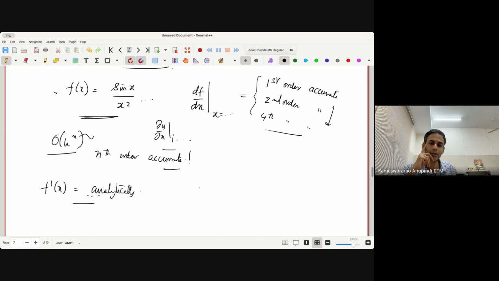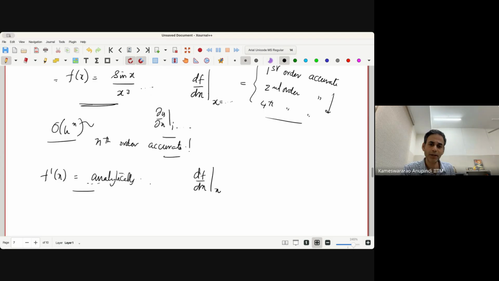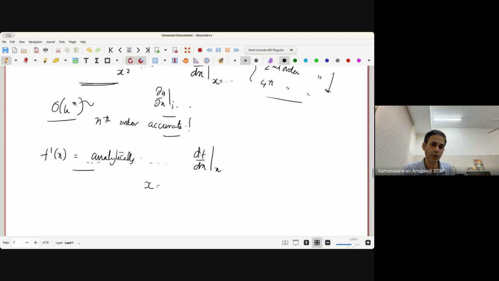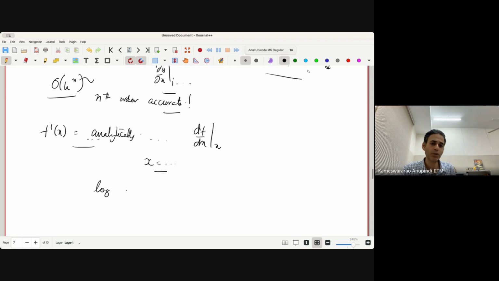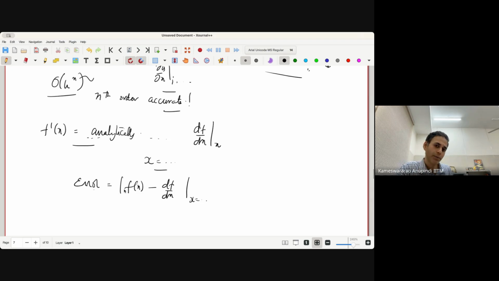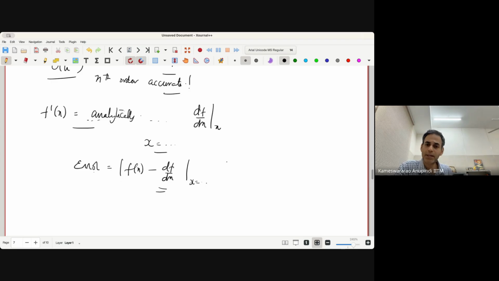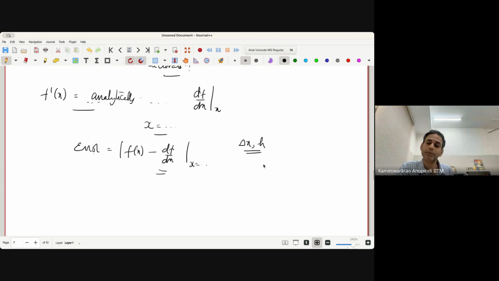I can also calculate this numerically, that is df by dx. Then I calculate the analytical derivative and the numerical derivative at the same location. So I know what x is, and at that location I'm going to calculate these two. The difference of these two is going to give me the error, right? That is going to be f prime of x minus df by dx at a particular x value. That is my error. Now, this I have calculated using a particular delta x, or a particular h value.